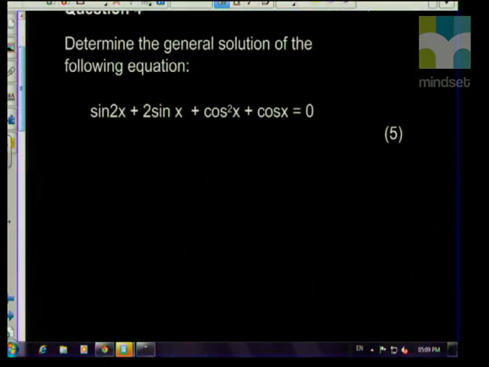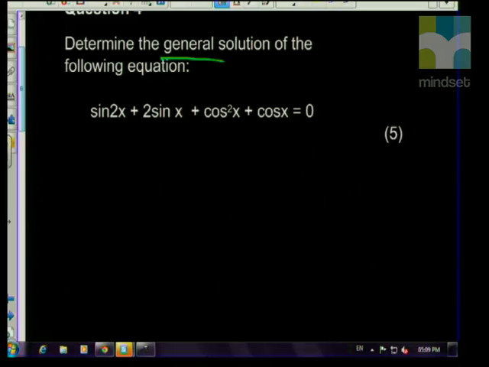Now, guys, if we are now looking at our general solution, I said earlier on that you must remember the period of sine and the period of cos. It's the same. It's going to repeat every after 360, and then of tan, it is every after 180 degrees. Now, you need to work out the general solution of the following equation.